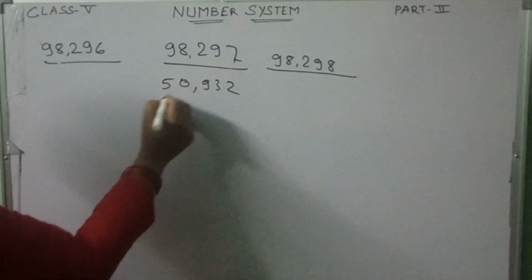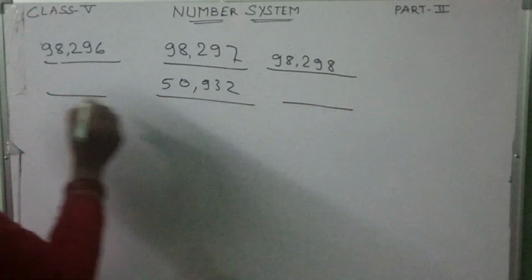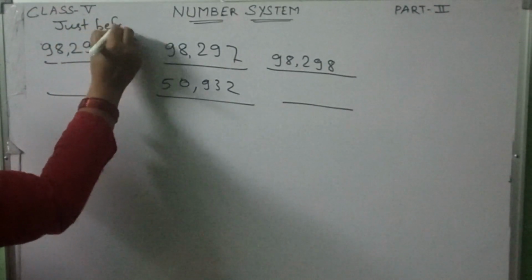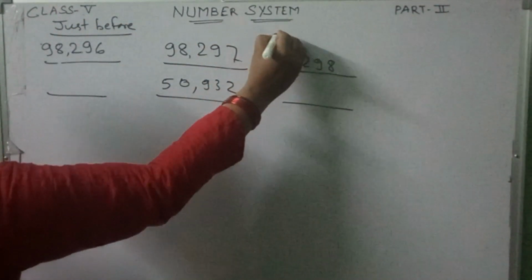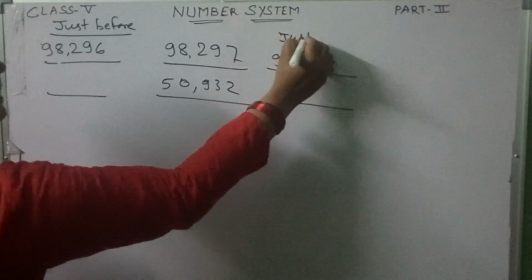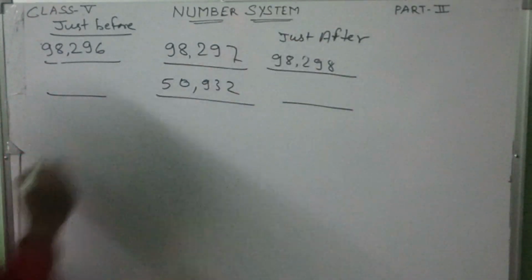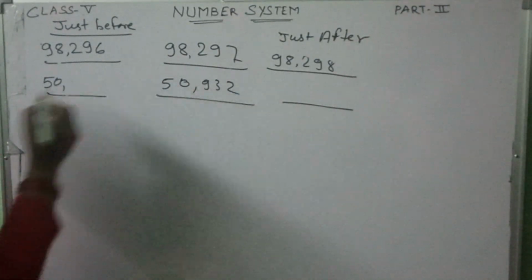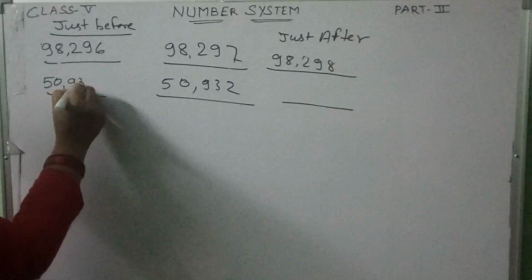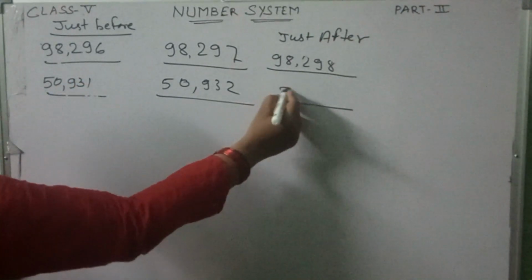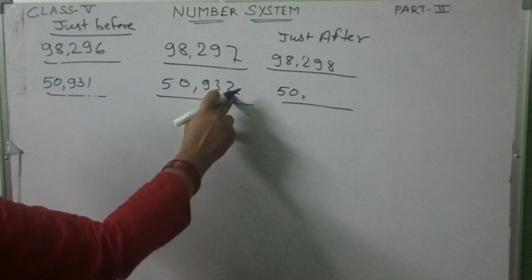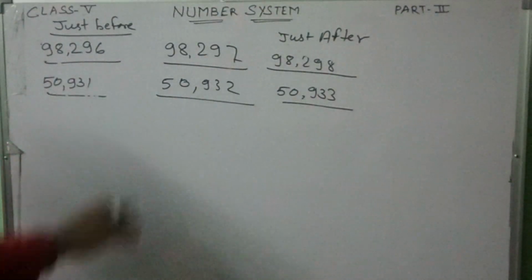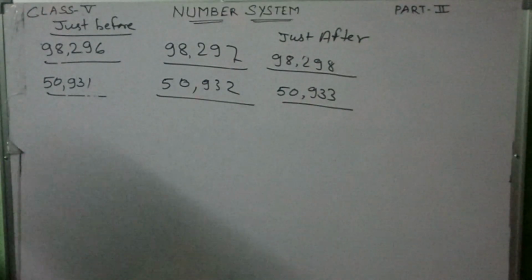Okay. Same way we have to write 50,932. Here you write the just before, this one is the just before, and this one is the after, just after. Okay. Same way before, 50,000 write as it is. 932. So before 932 it will be the 931, and here also 50,000 write as it is, and 932 after 933. Same way you have to write the just before and just after.